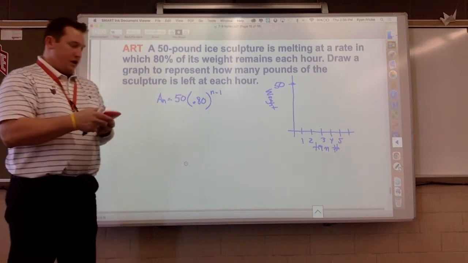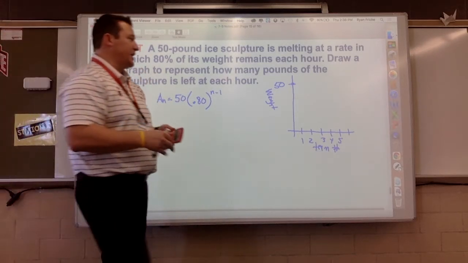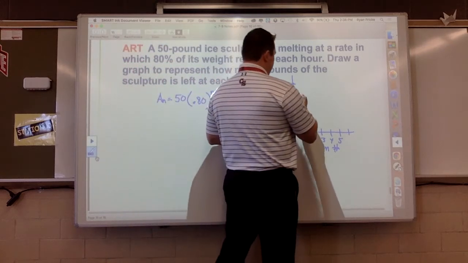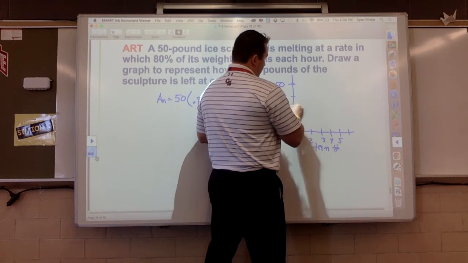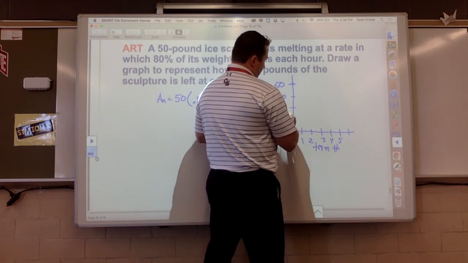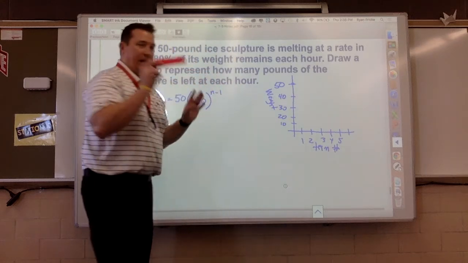We can keep doing this, right? So 50 times 0.8, so now it's going to be down to 40 pounds, right? So oh boy, I've got to try to estimate 40 and 30. Oh, I did not do this very good. You guys are going to laugh at me. Okay, anyway, you get the idea.